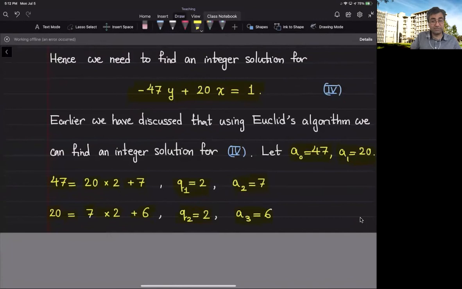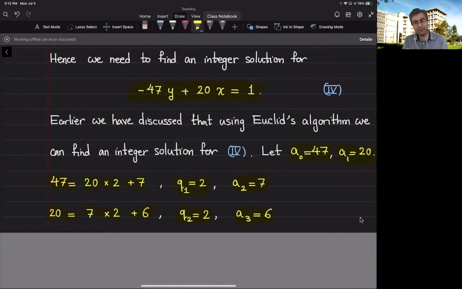This type of equation we have discussed in the previous video, where we recalled Euclid's algorithm. We showed that Euclid's algorithm gives us a way of finding integer solutions for equations of the form ax plus by equals the GCD of a and b. Notice that 47 and 20 are co-prime. So that's exactly the type of equation that can be answered using Euclid's algorithm. So let's see how we can proceed.